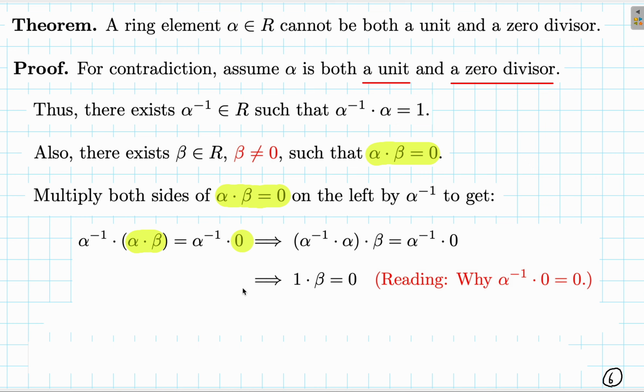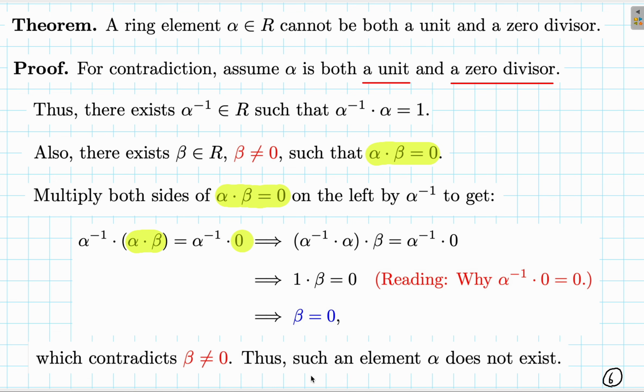And so we have 1 times beta is equal to 0, but 1 being the multiplicative identity element, 1 times beta is just beta, and so we're left with beta equals 0, which contradicts beta not equal to 0, which was part of the definition of beta. And because of this contradiction, there is no such element alpha that is both a unit and a zero divisor. And that's the end of our proof.